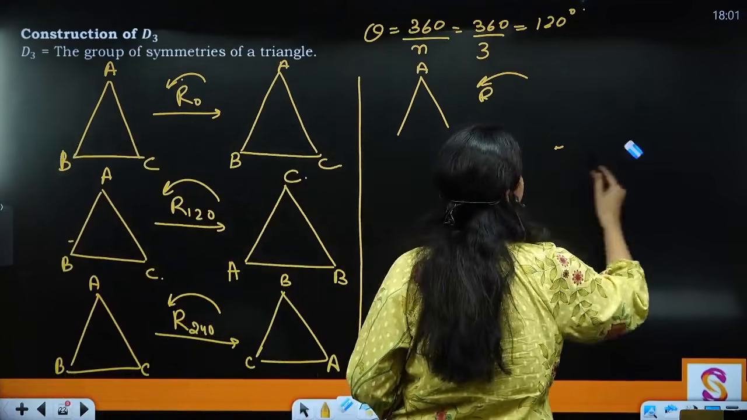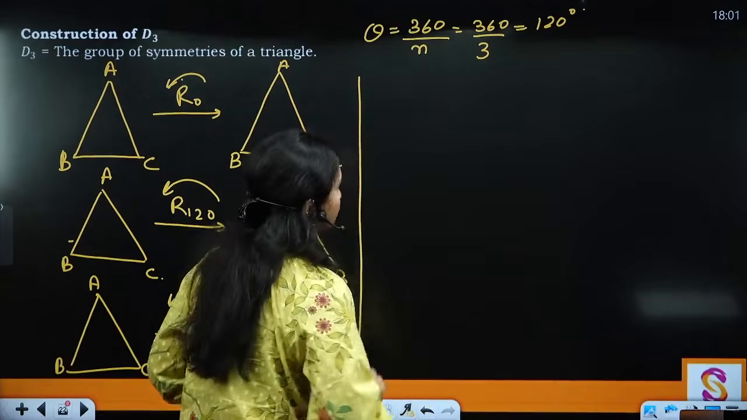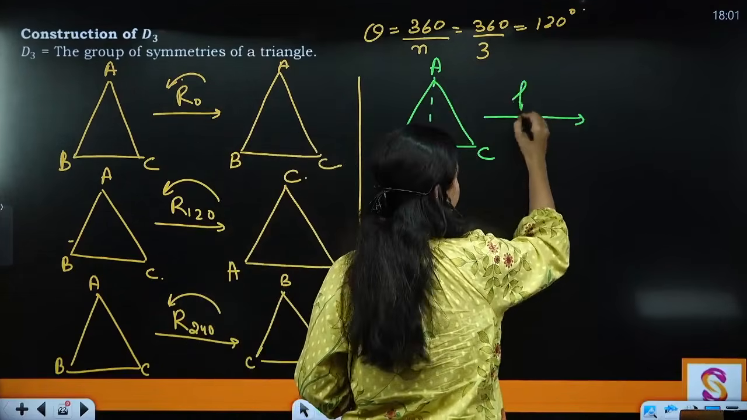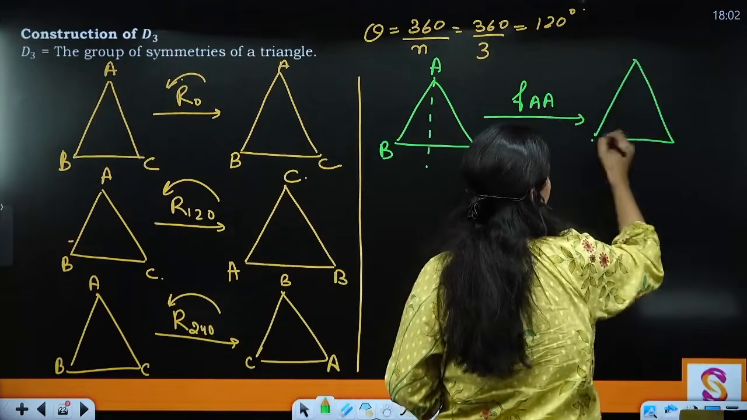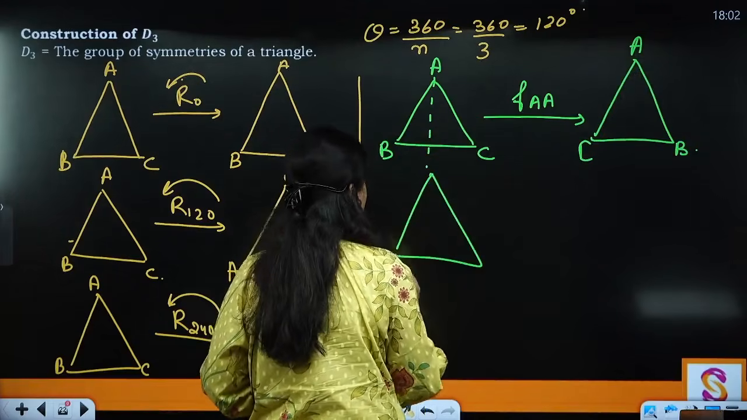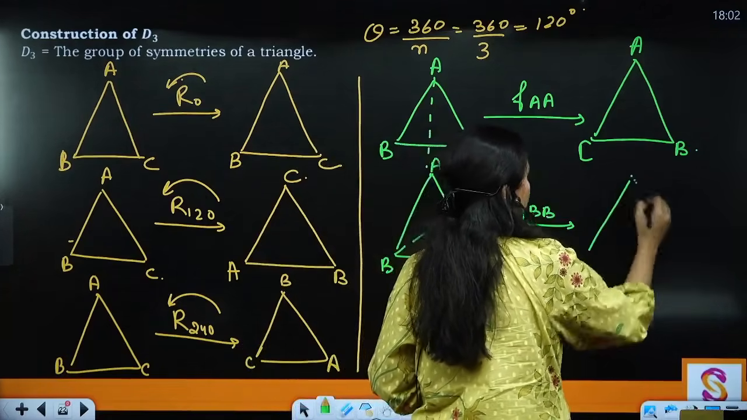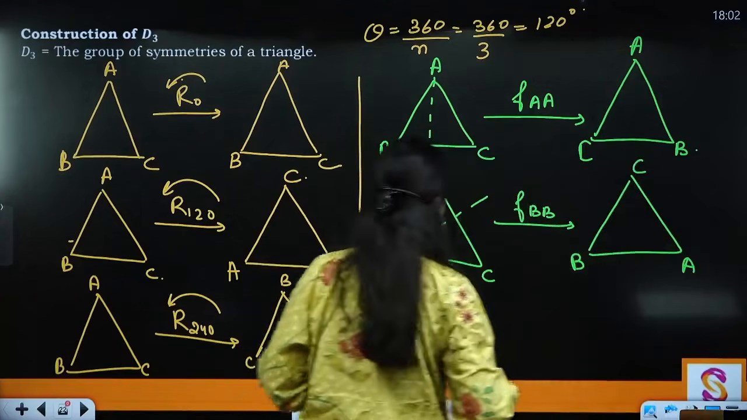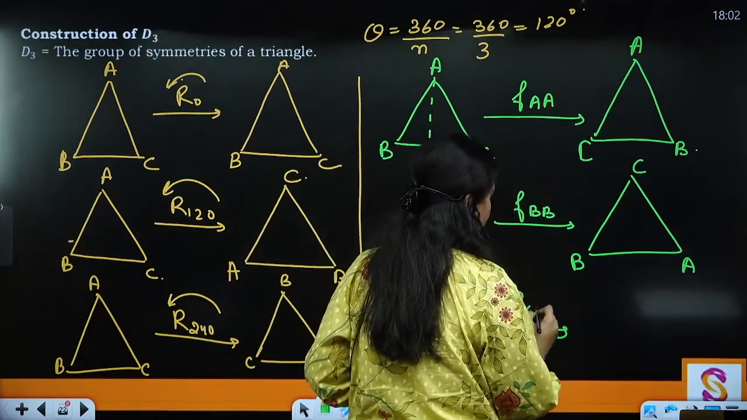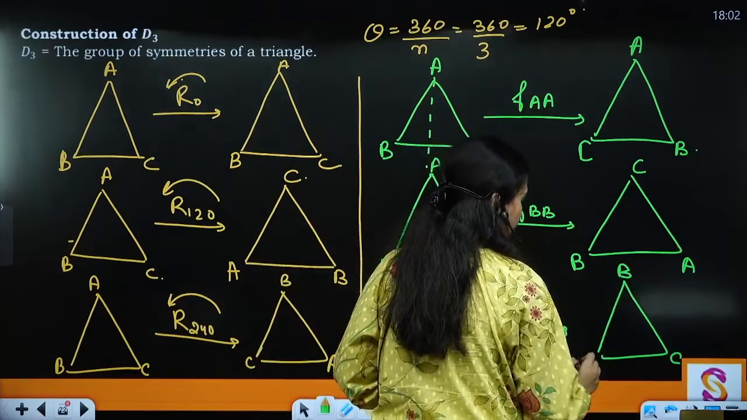Now these were your rotations. Now we will be talking about reflection. Reflections can happen along an axis, which is reflection along A axis or A vertex, in which A is going to remain intact, but B and C are going to switch positions. Then similarly, the reflection can happen along B vertex or B axis, and this is called FBB, in which B is going to remain intact and A is going to be here and C is going to be here. And finally, it can happen along C axis, that is FCC, in which C is going to remain in its place and B and A are going to switch position.